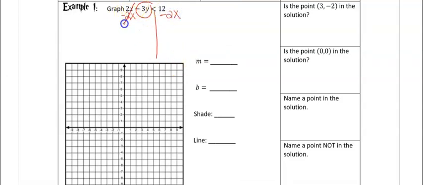2x minus 2x cancels out. We bring down our negative 3y. We bring down our inequality sign. And we cannot combine that negative 2x and our 12 because they don't have the same last name. So we just write them next to each other. That's all we do.